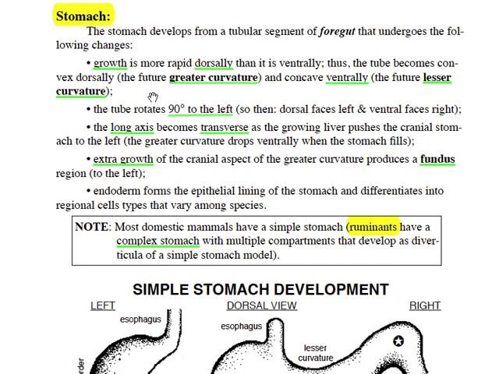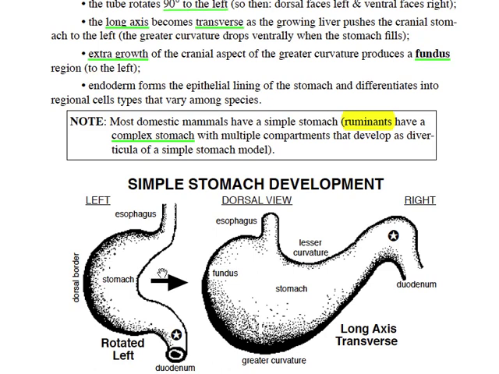The stomach arises when a segment of foregut expands dorsally to form the future greater curvature. The stomach rotates to the left so the dorsal surface is facing left, and it assumes a transverse position when the liver displaces the cranial end. Increased growth along the cranial edge of the greater curvature produces a fundus of the stomach.